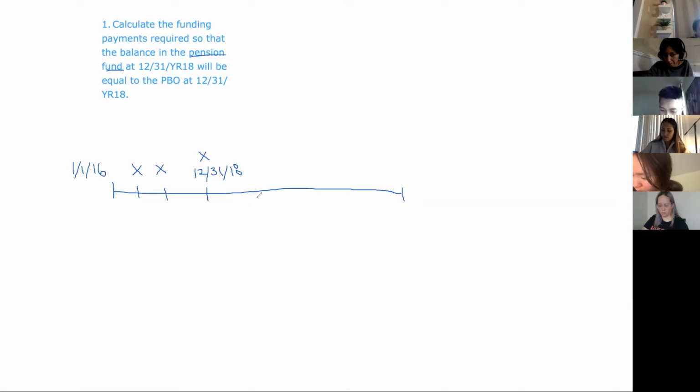Right now, they are just beginning this pension plan. They have nothing in their plan asset. Therefore, they are trying to figure out how much they have to save for the remaining years, just 3 years for Albert, so that they have enough saved for Albert's retirement checks for 10 years, right? So the balance in the pension fund will be equal to the PBO balance at this time.